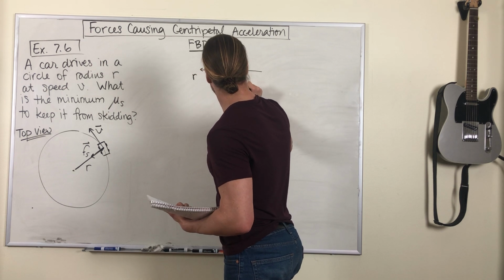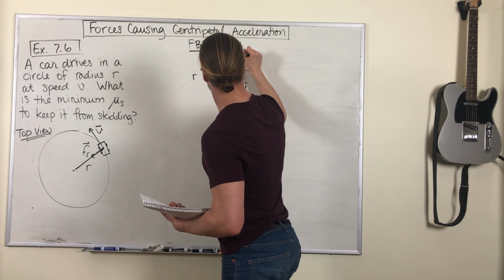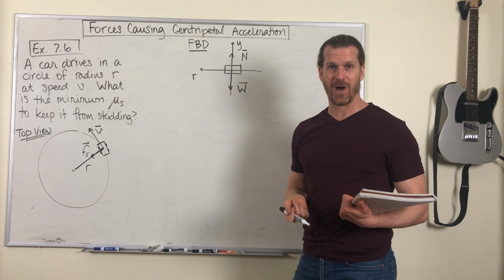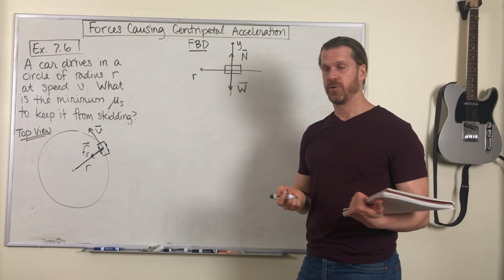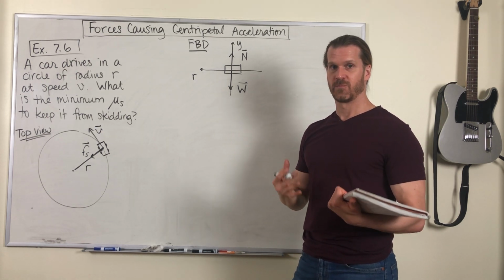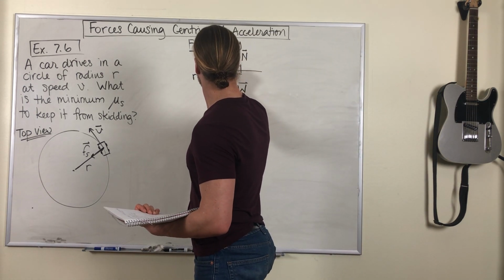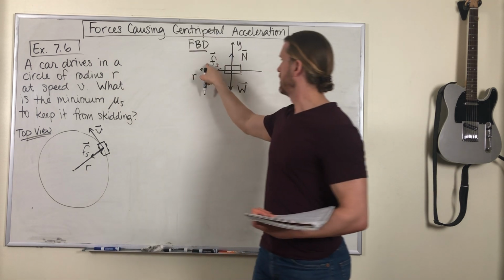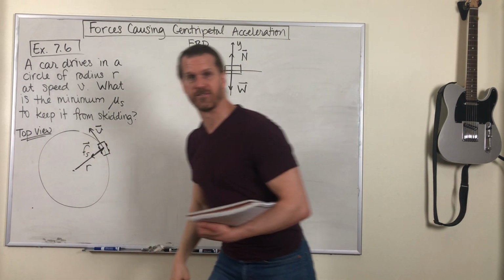So that means we can draw the forces involved. Gravity and the normal force are both in the y direction. Gravity points down as always. Normal force points up. And the centripetal force provided by friction points toward the center of the circular path. So there's the static friction force that points toward the center of the circle.